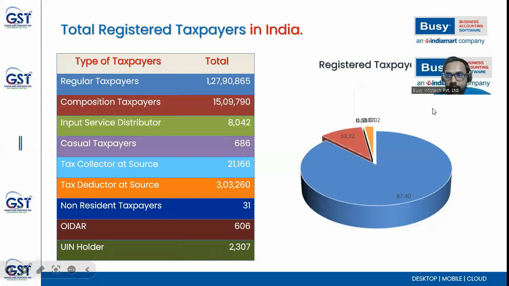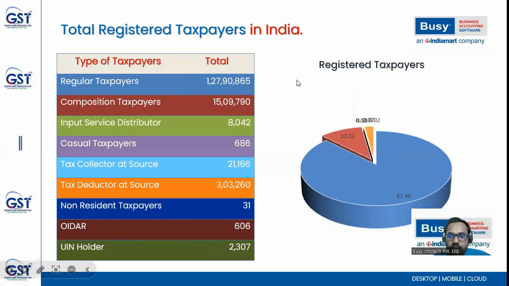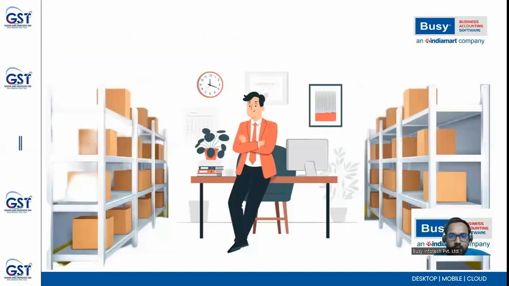So this is the data, and here you can see the registered taxpayer data. More than 87.40% come under the group of regular taxpayers. So this is one idea about the taxpayer details in India. And going to our next slide, let us discuss one simple scenario.